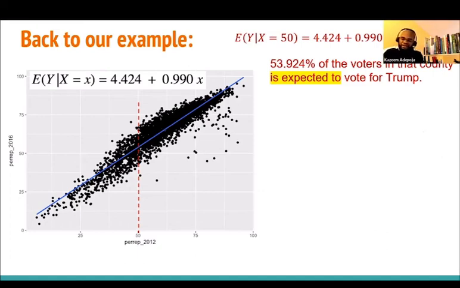Now looking at this example, we've been able to develop a model based on counties in the United States of America, except the one in Alaska. And we believe that if 50% from a county voted for a Republican candidate in 2012, 53.924% is expected to vote for Trump. Okay, I think I showed you this the other time.